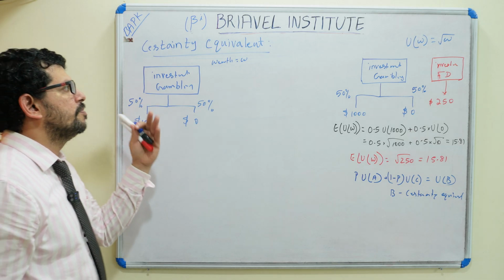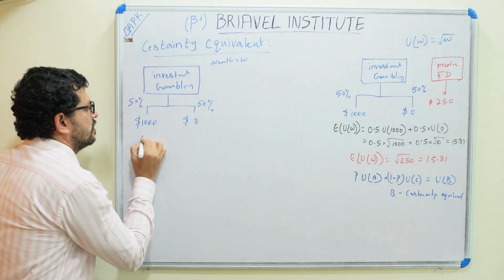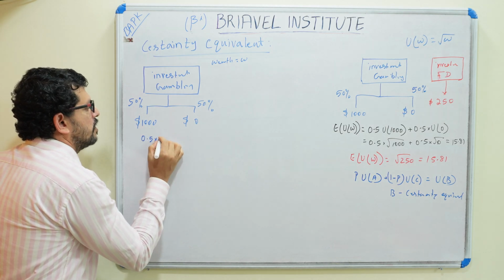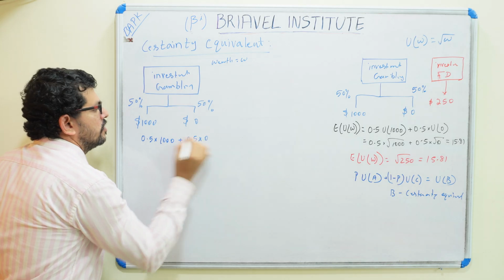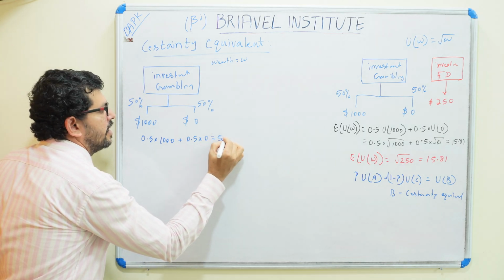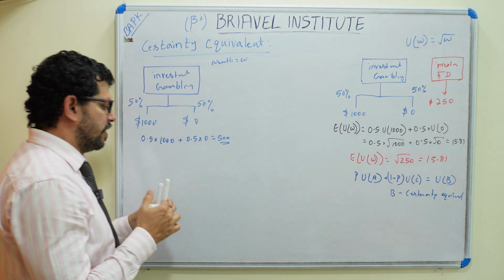I'm just finding out my expected wealth. So what will be my expected wealth? 0.5 times 1000 plus 0.5 times 0. So my expected wealth is equal to 500. My expected wealth after this gambling will be 500.